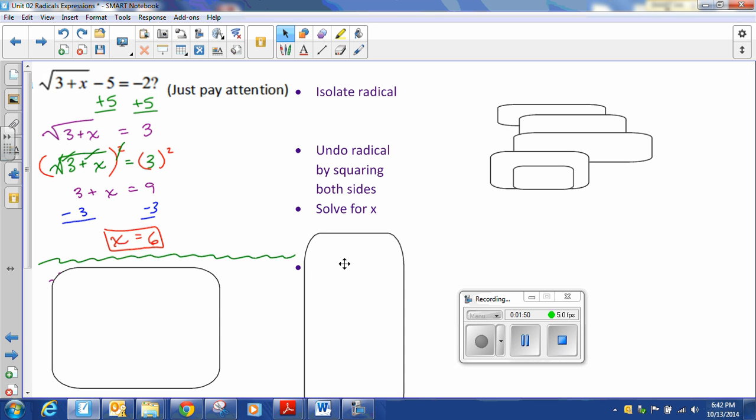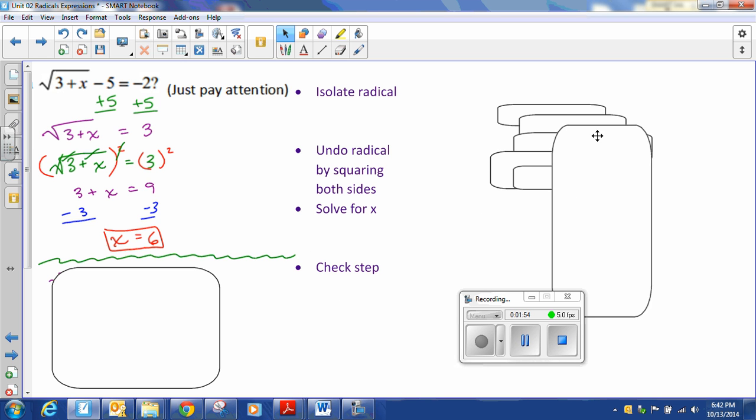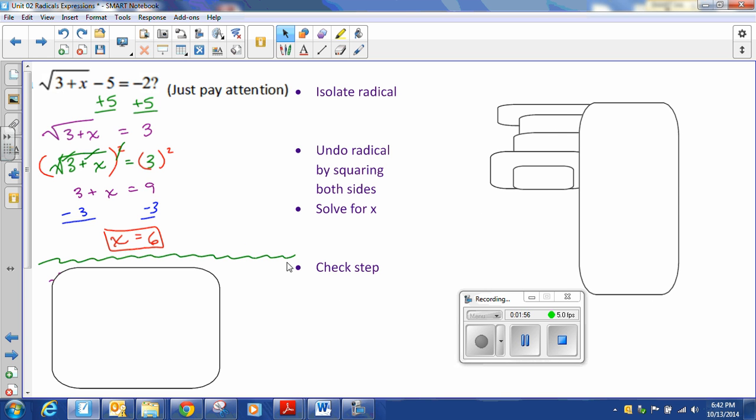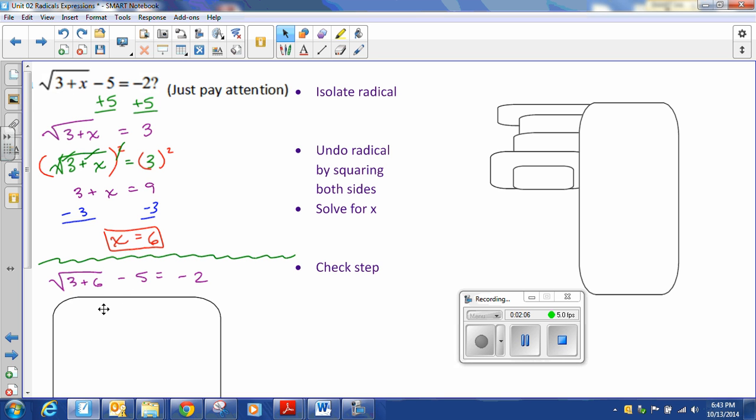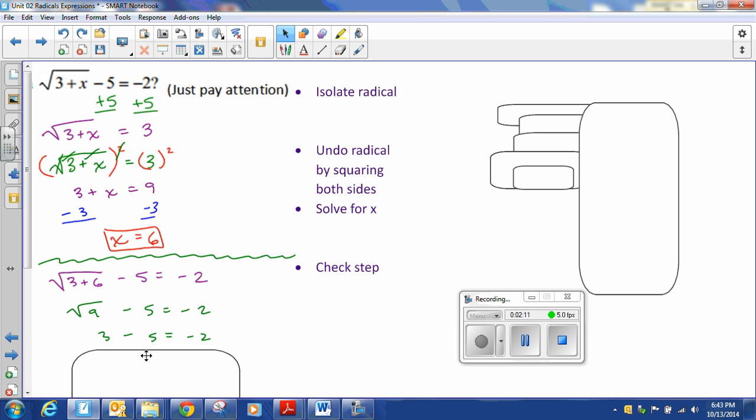Finally, we do the check step, since we've just solved for x. And the check step, just like we did with absolute value equations, you always plug back into the original equation. So we'll take 6, plug it back in for x over here. 3 plus 6 is 9. Square root of 9 is 3, and 3 minus 5 is negative 2, which checks out. So 6 is a legitimate solution.